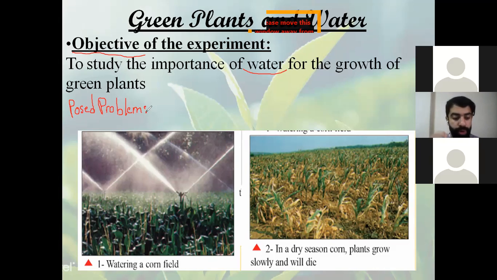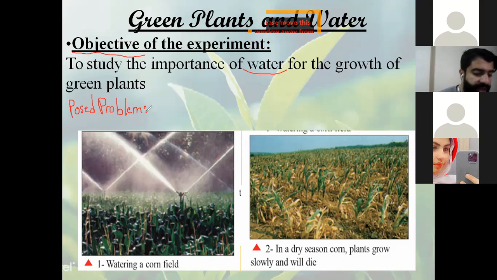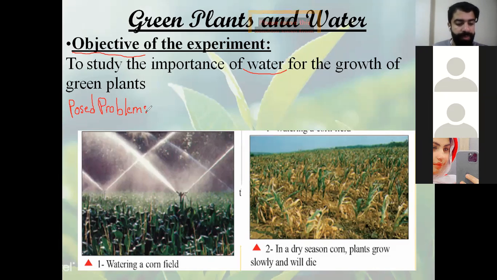Excellent. So what is the importance of water for the growth of green plants? So this is the posed problem. Can you repeat it, Lynn? What is the importance of water for the growth of green plants? Very good.